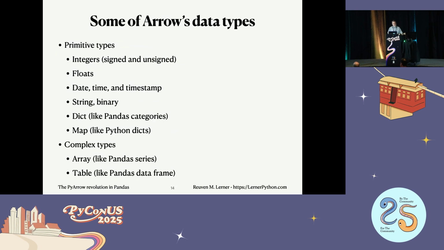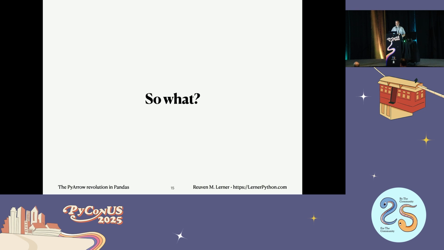It has primitive types like ints, floats, dates, times, timestamp, strings, very useful, binary. It has dictionaries, which are kind of like Pandas categories. It has maps, which are kind of like Python dictionaries. Why? Whatever. I'm sure there's a reason why that doesn't quite map up. Complex types. It has arrays like Pandas series, tables like Pandas data frames. That is great. PyArrow is great, but so what?